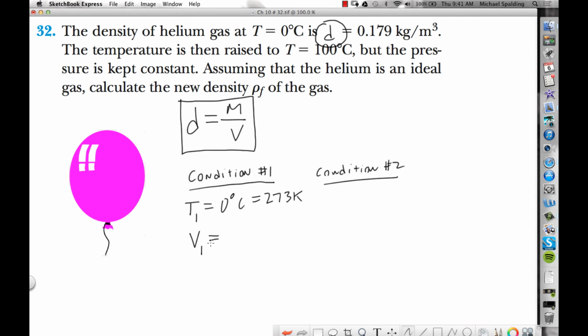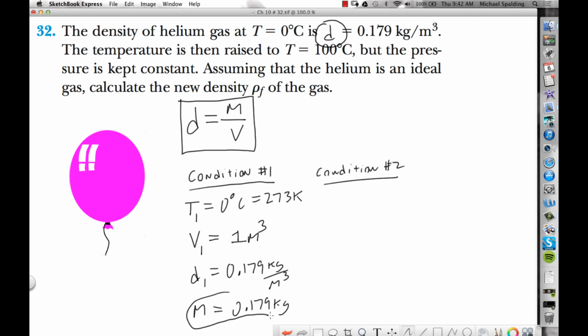No specific volume is given, but I think the easiest way to do it is to just assume that the initial volume is 1 cubic meter. That's a real nice volume to assume, because they tell us that the density of the gas for condition 1, D1, is 0.179 kilograms per cubic meter. So what's the mass of the helium going to be if the volume is 1 cubic meter? It's going to be 0.179 kilograms.